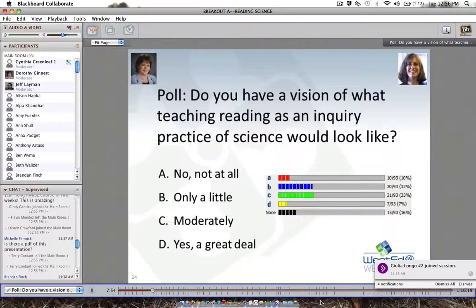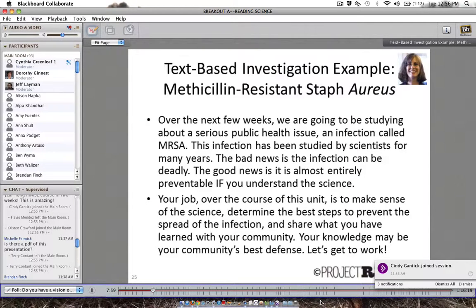Move on, what I want to do is give you a little extended example of the kind of text-based investigation in science I've been working to design with my colleagues in Project Ready, the Reading for Understanding grant that I told you about earlier. This unit on methicillin-resistant Staph aureus, or MRSA, has been implemented in middle and high school life science classes. And I want to give you a picture of what the instructional activities for the MRSA unit look like. The unit begins by posing an issue that invites student inquiry.